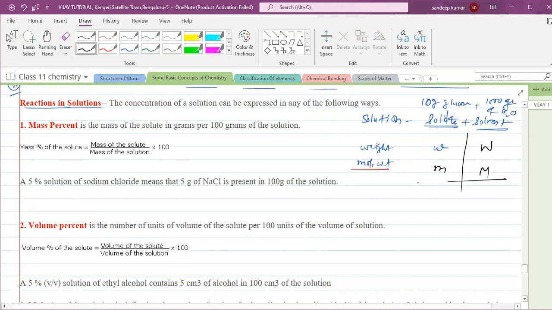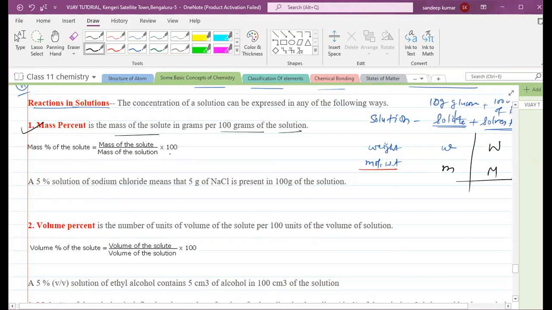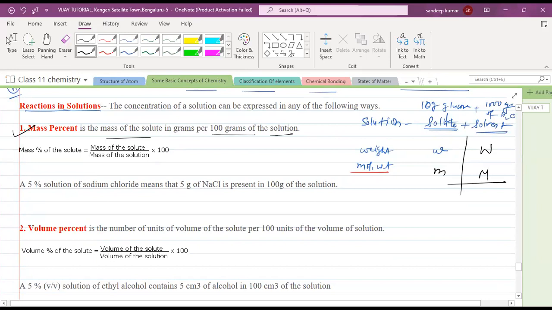Am I clear? So when we talk about mass percentage, it is the mass of the solute in grams per 100 grams of the solution. Mass percentage is nothing but the mass of solute into 100 by the mass of solution. So we can write the mass percentage of solute as small w by mass of solution, small w by small w plus capital W, into 100. Am I clear?